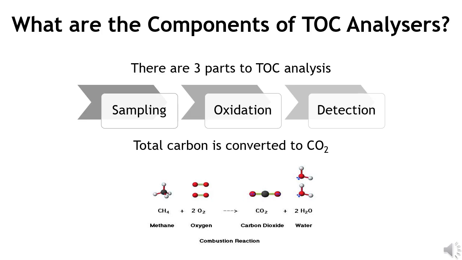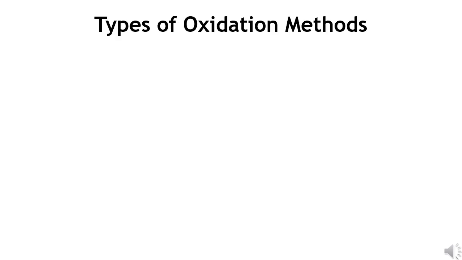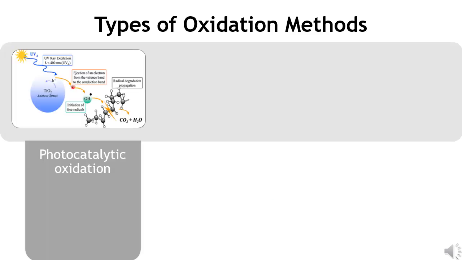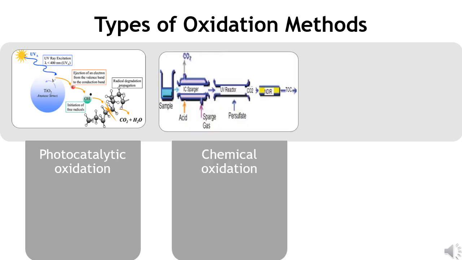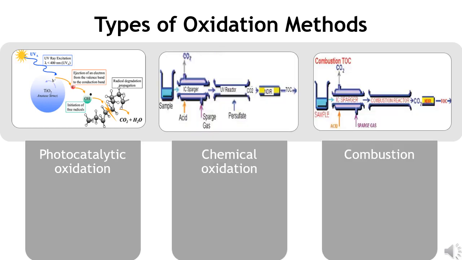For the analysis of TOC, organic carbons must be oxidized. Therefore, in the presence of oxygen and a catalyst, total carbon is converted to carbon dioxide and water. There are several types of oxidation methods available. These methods, which can convert total carbon to carbon dioxide, include photocatalytic oxidation, chemical oxidation, high-temperature combustion.